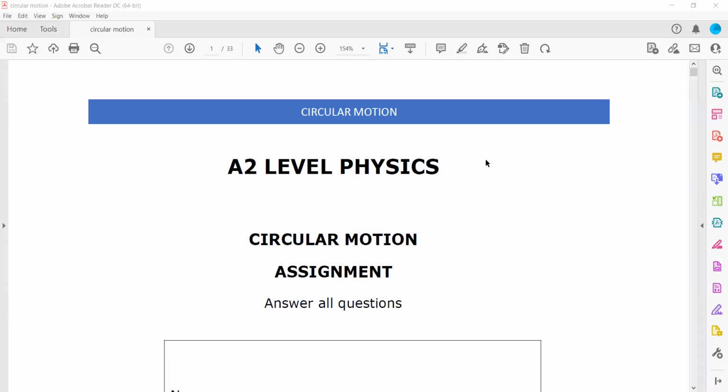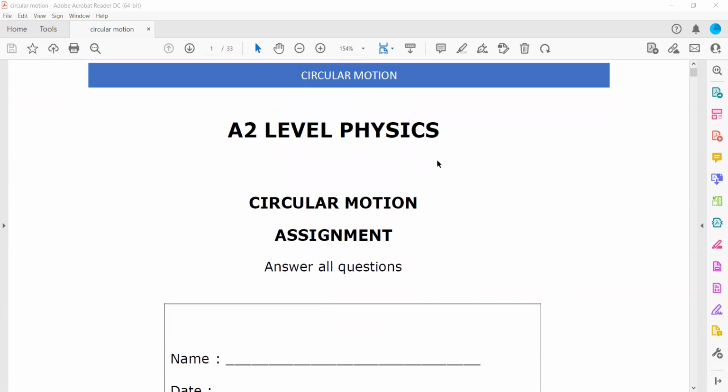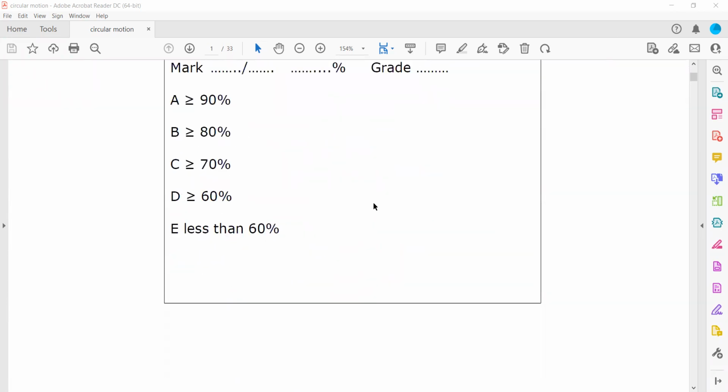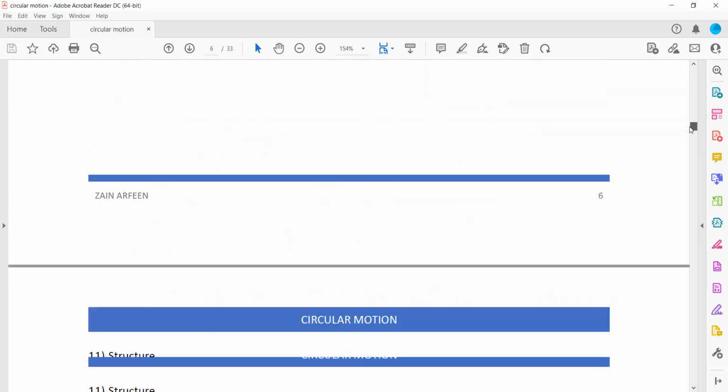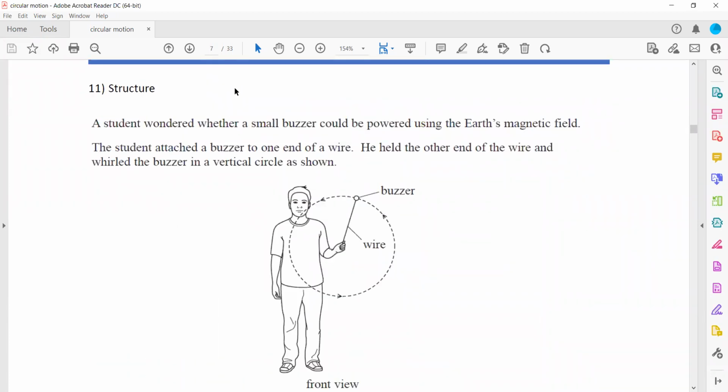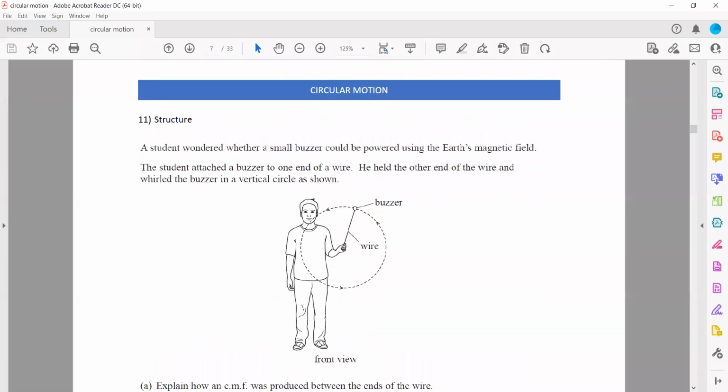This assignment is related to the topic circular motion. The first part of the assignment is the MCQs that you will solve, and I will discuss some structure questions. So, starting with question 11. From this topic, mostly structure questions are there. Even in the past papers, you will find mostly structure questions rather than MCQs.